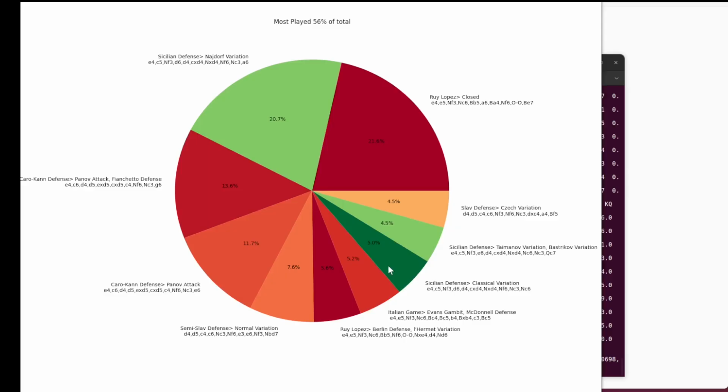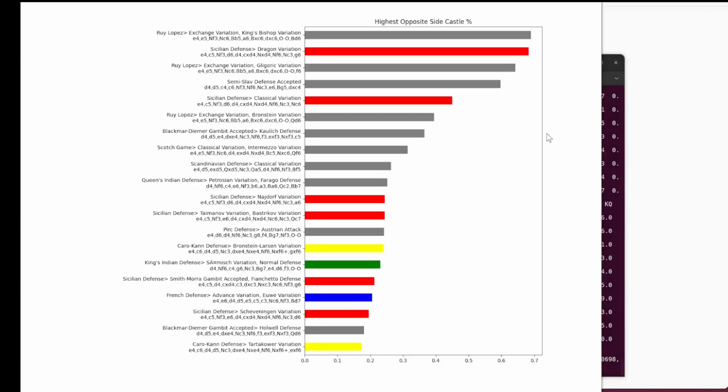So Sicilians leading the way in terms of opposite side castling, but there's a lot of other openings being played, which are less known for opposite side castling. And here is the opposite side castling percentages. Okay, Royal pairs, exchange variation, King's Bishop variation. I mean, this must be very specific. And there's the dragon. We finally got the dragon. Realistically, it would be much more frequent than that Roy we're talking about.